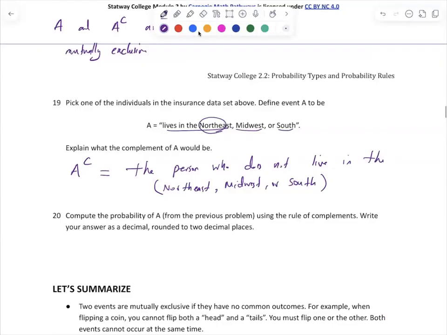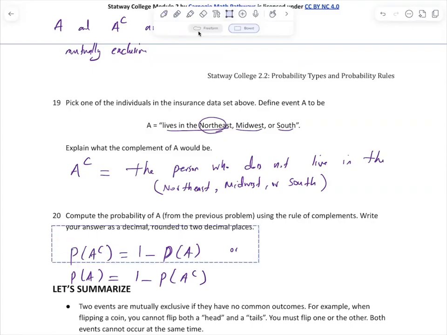Compute the probability of A from the previous problem using the rule of complements. So the probability of A complement is going to be 1 minus the probability of A. Or you can write it vice versa. The probability of A is 1 minus the probability of A complement. So in this case, we want to find the probability using the rule of complement. What is the probability of A? The probability that a person lives in the Northeast, Midwest, or South.